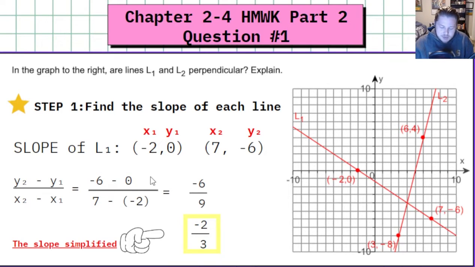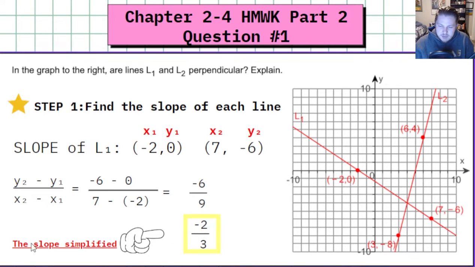-6 minus 0 is obviously the same thing. That's -6. 7 minus -2, I'm subtracting a negative number, so it becomes positive. So really what I'm saying is 7 plus 2. That gives me 9. So it's -6 over 9. Now I can reduce this fraction. They're both divisible by 3. So when I do that, -6 divided by 3 is -2. 9 divided by 3 is obviously just 3.